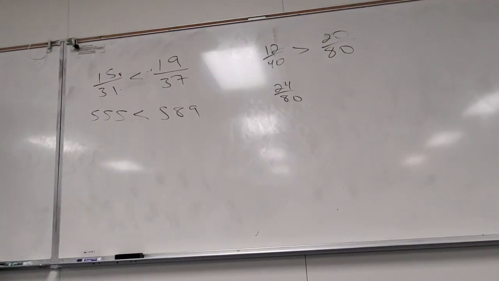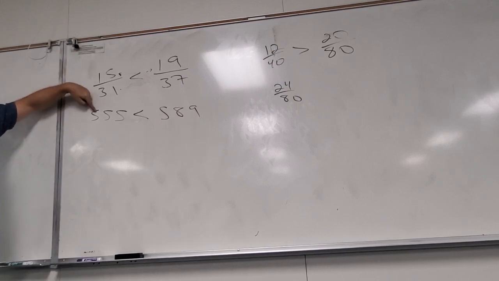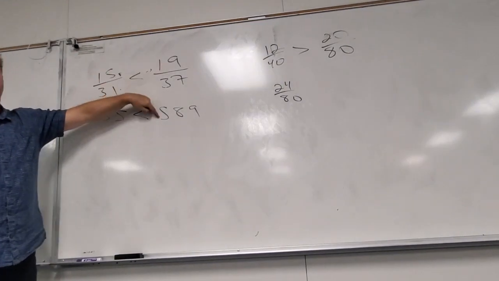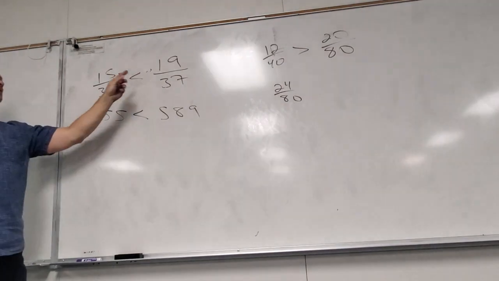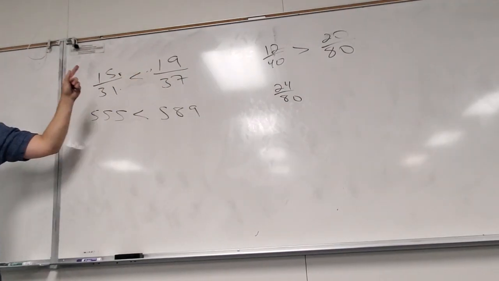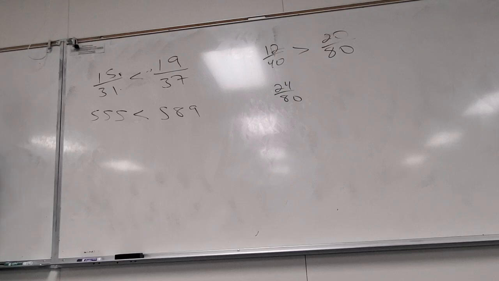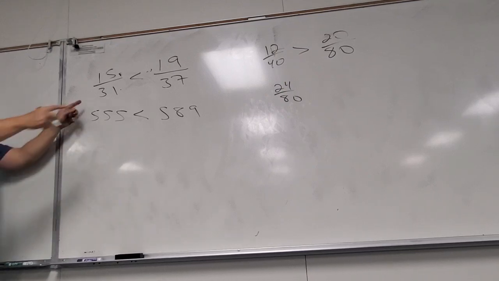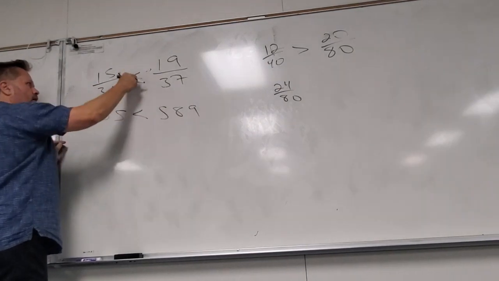And why does it make sense? Because this top would become 555, this top would become 589 over the same bottom, so obviously this one's bigger than that one. Okay, that's a little bit of a shortcut, right? If you multiply these and these numbers are the same, then they're equal.